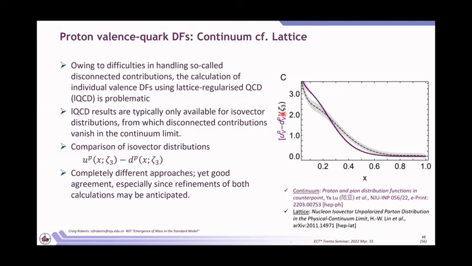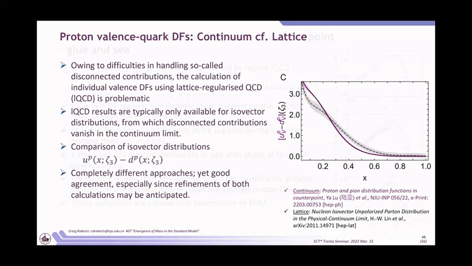The gray is the lattice, the purple is the continuum. So again, for the first time we see two completely different approaches to the problem of hadron structure producing the same result for a measurable quantity. This is good agreement. They're both going to get better, but right now we see that both approaches are on the right track.